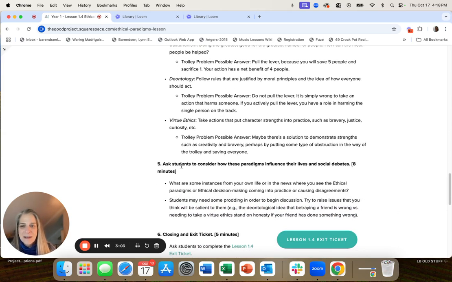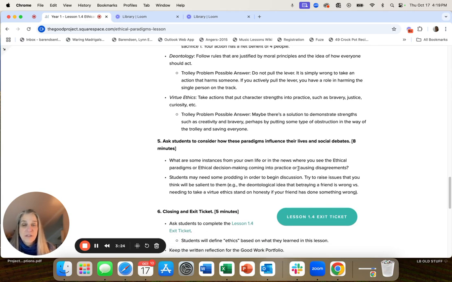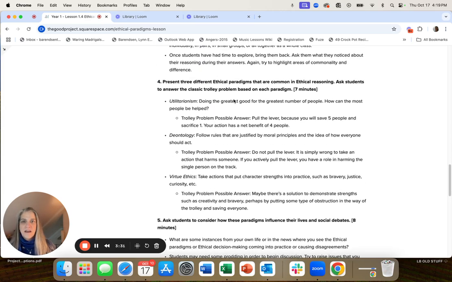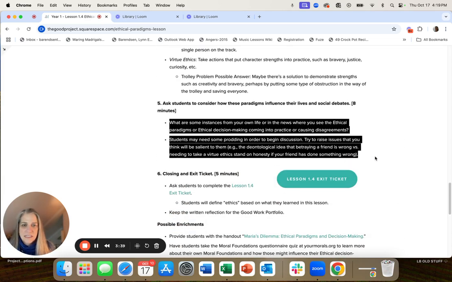We then suggest that you ask students to consider how these paradigms influence their lives and also debates. So, for example, what are some instances in your own life or in the news where you see ethical paradigms or decision-making coming into practice and causing disagreements? So taking these kinds of somewhat far-removed ideas like a trolley problem and making connections to the real world here in this example.